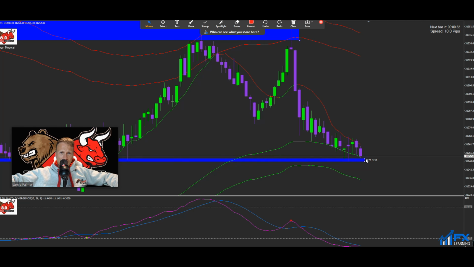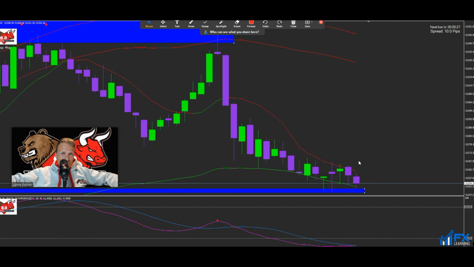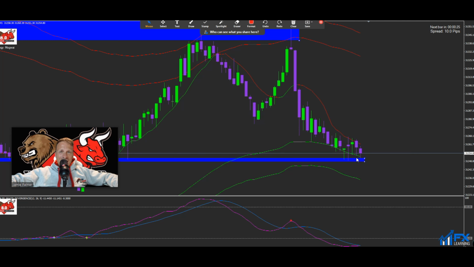And you can see it's actually come down and hit that target, but see here, see how it's rejecting still. See that? It just doesn't like this level, does it? I'm going to leave it there.